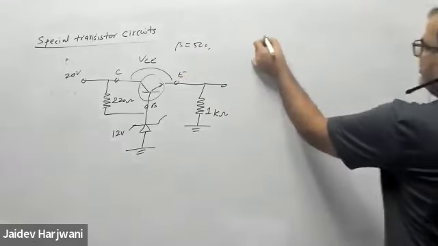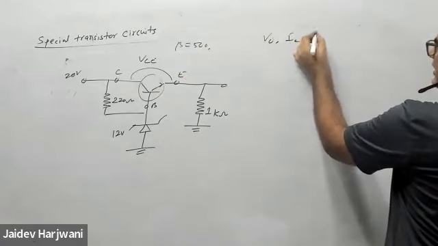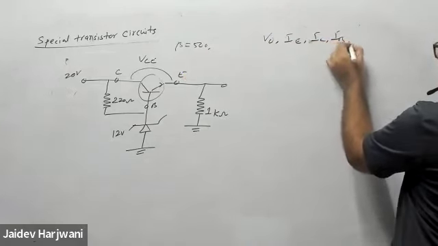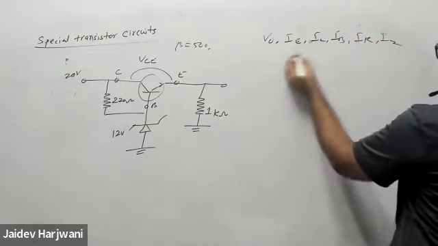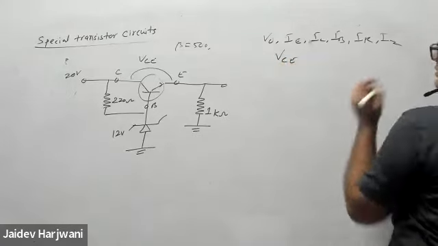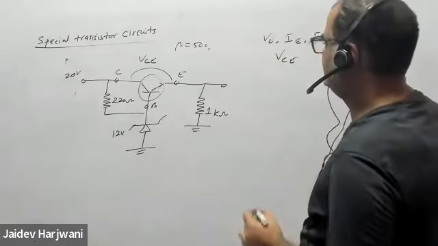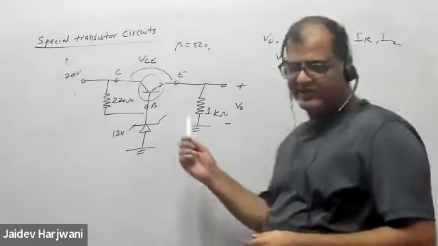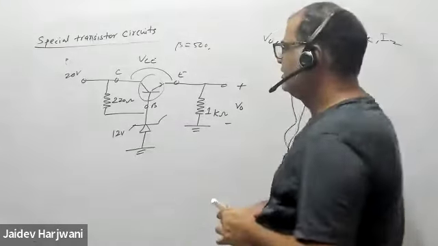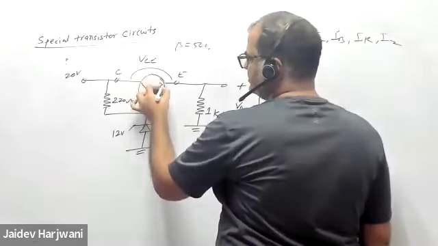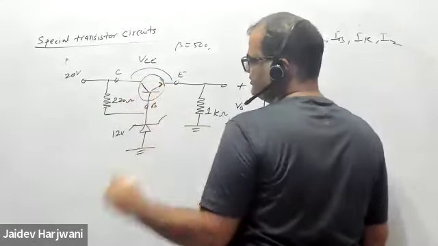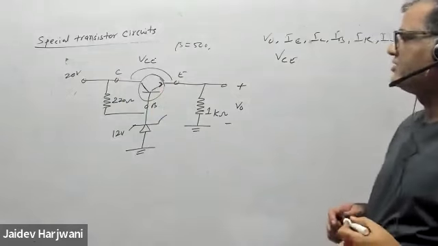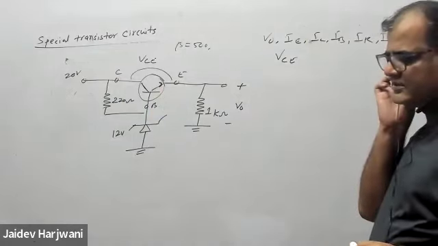You have to find now V naught, IC, IE, IB, IR, IZ, VC. V naught I'm using here. The first thing is you have to find out whether the Zener diode is on or off. And once it is on, you have to tell me the values. If it is not on, then this is removed and it becomes a simple circuit of transistor emitter bias.